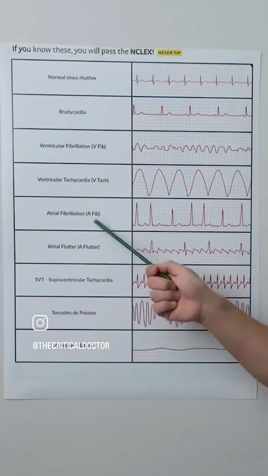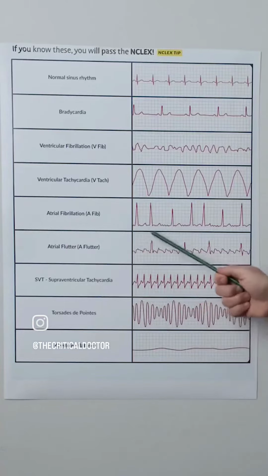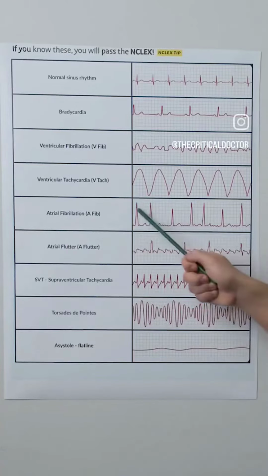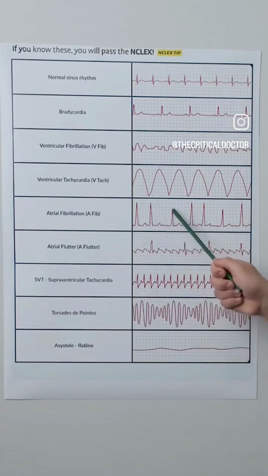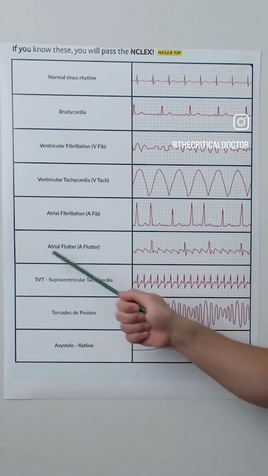Next is AFib, or atrial fibrillation. This is where the atria are all flipping around here. The easiest way to identify this is that the R peaks don't match up perfectly, and there are no P waves.